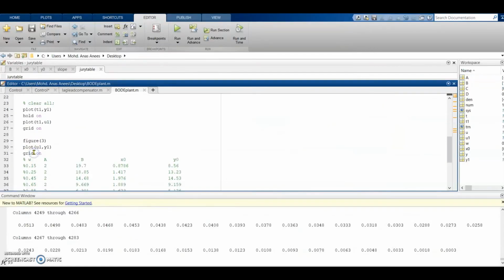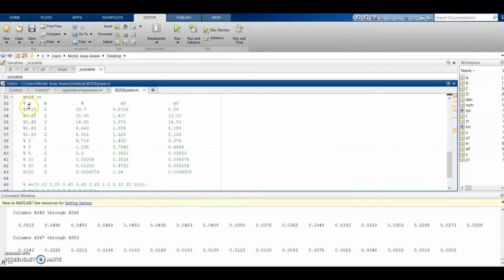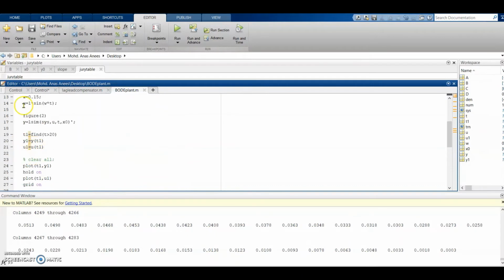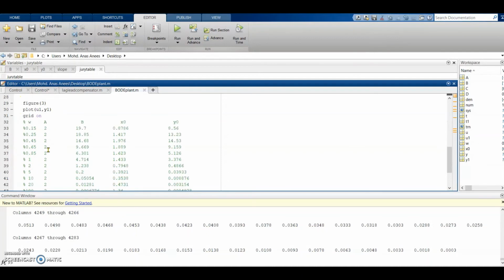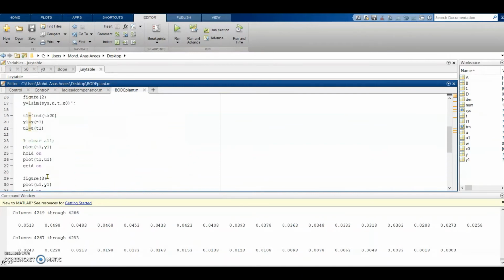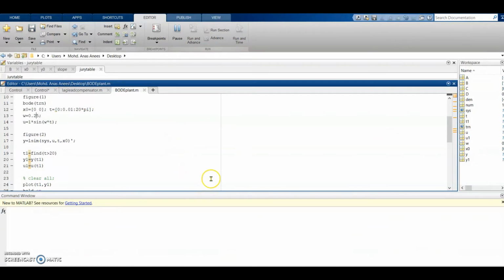Right, so now we will draw this table. This table was drawn earlier when we took input magnitude to be 2. Now we are taking input magnitude to be 1, so our table will be different. So what will we record? We will record the frequency value, A on the plot, B, x0 and y0, and then we will increase the frequency and do that again. So now increase the frequency to 0.25 and run the program to get the plots.